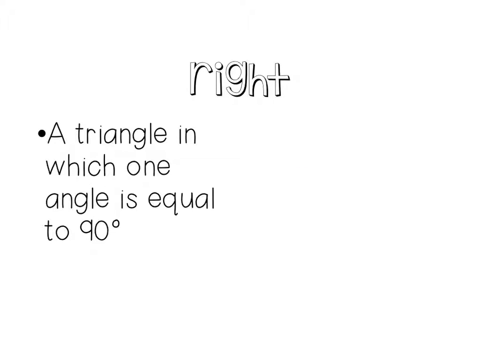A right triangle has one angle that is equal to 90 degrees, and that will be indicated by the box.